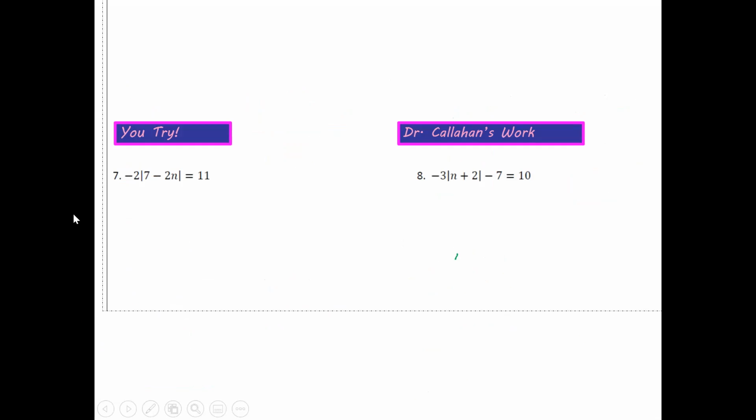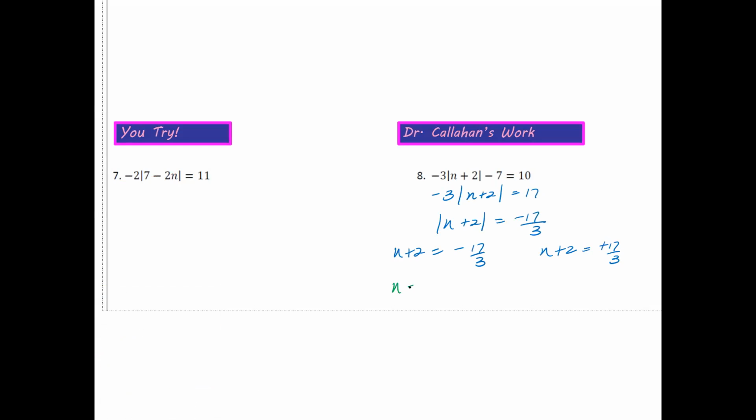All right, you guys, now let's go ahead and take a look at number 8. I'll do number 8 and you guys try number 7. Same thing, add the 7 on both sides. You have a negative 3 times the absolute value of n plus 2 equals 10 plus 7, which is 17. Divided by negative 3 on both sides. Absolute value of n plus 2 equals negative 17 over 3. Split your equation, so n plus 2 equals a negative 17 over 3, but then n plus 2 equals a positive 17 over 3.